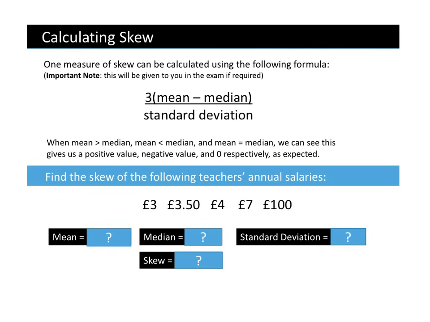So, one measure of skew can be calculated using the following formula. This is given to you in the exam. Okay, it's not in the formula sheet, but if they require you to use this in a question, they will give it to you in the question. So what we have to do is figure this out. We know the mean of these salaries: add them all up and divide by 5. So we're going to get 23.50. The median, the middle number, is 4.